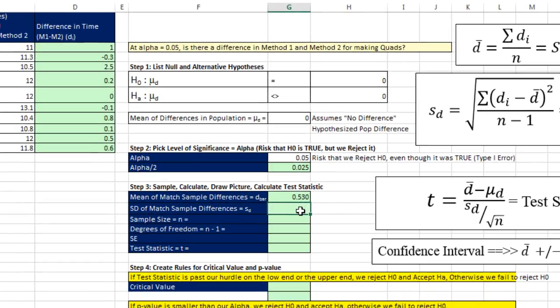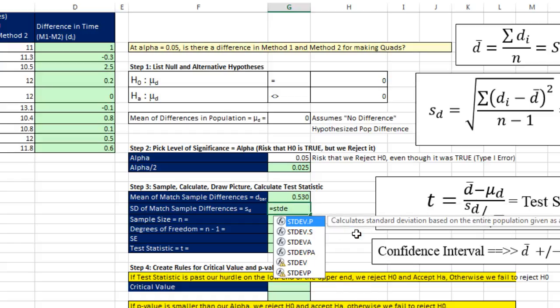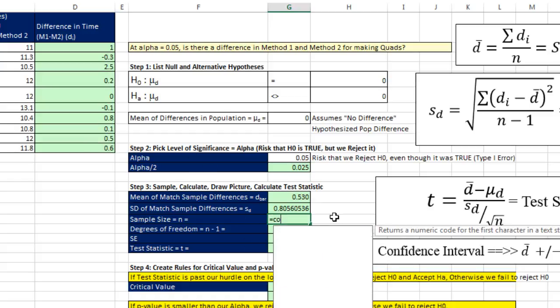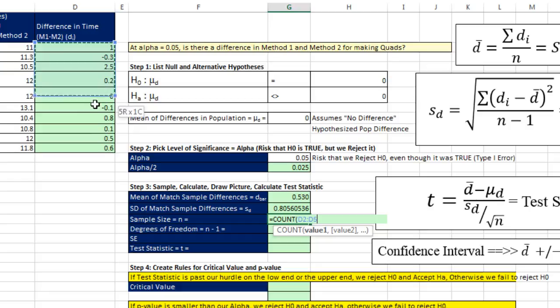Now, standard deviation of the matched samples equals STDEV.S, and we're using the S. We simply highlight the single column. I love this matched sample because it makes our calculations quite a bit easier. Now, the sample size, we're counting numbers, so I'm using COUNT and enter. We're going to need our n minus 1, so equals 10 minus 1, and that will be our degrees of freedom because we do not know the standard deviation from the population.